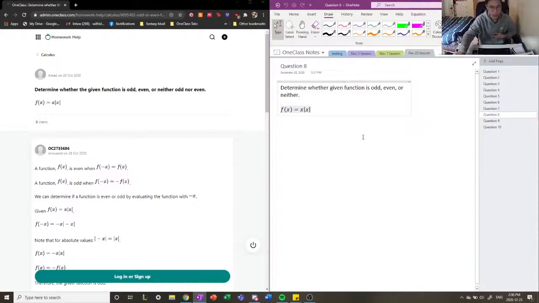So the next question asks us to determine whether the given function f of x equals x times the absolute value of x is odd, even, or neither. Okay, so what does it mean by a function being odd?